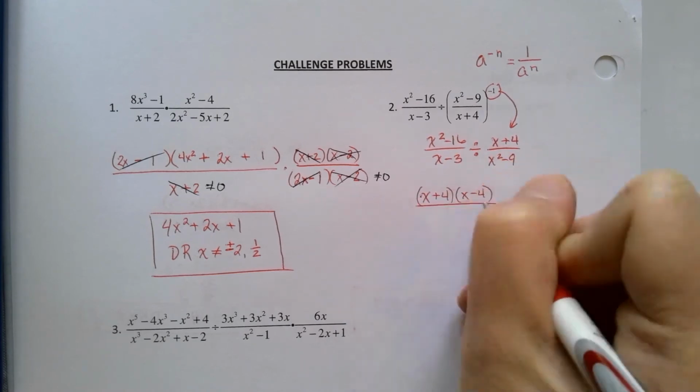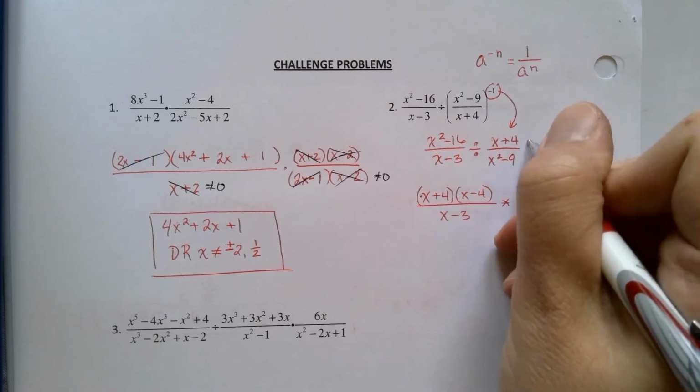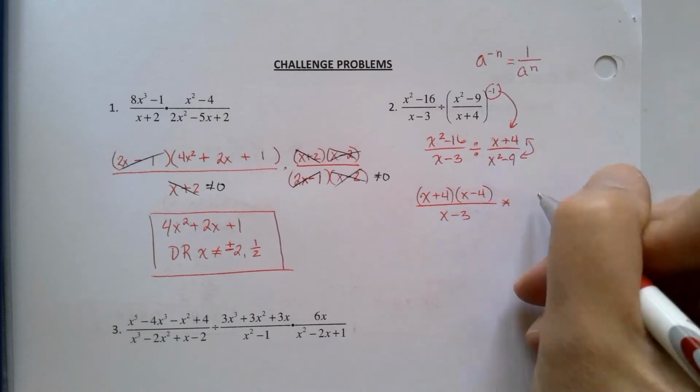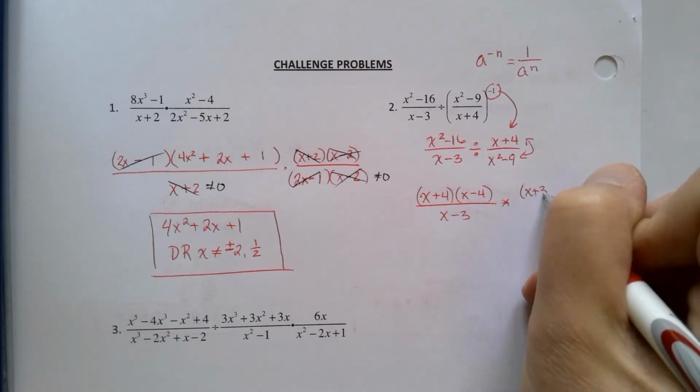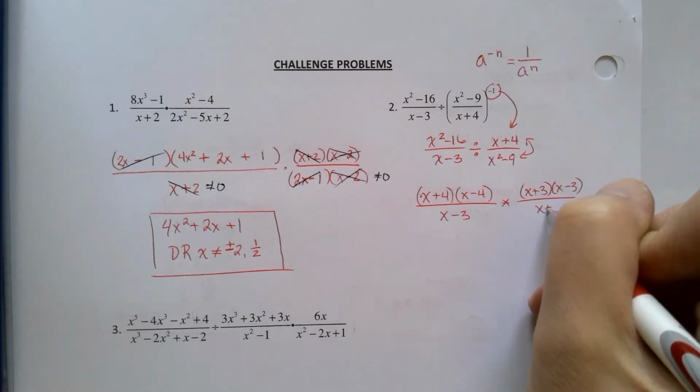And then down here would be x minus 3. And I'm going to multiply by the reciprocal. So it's going to flip right back up and I'm going to factor it: x plus 3, x minus 3. And then the denominator is x plus 4.